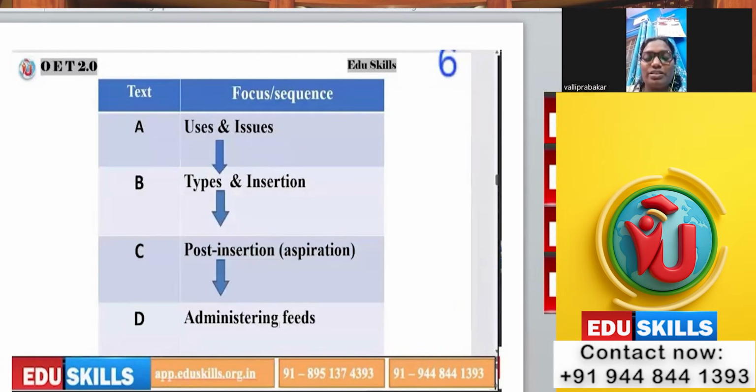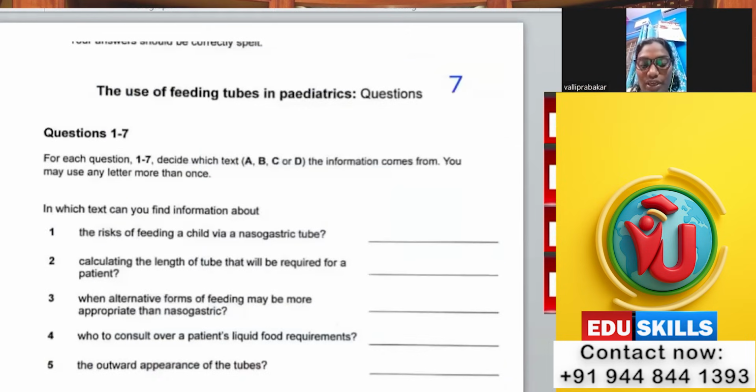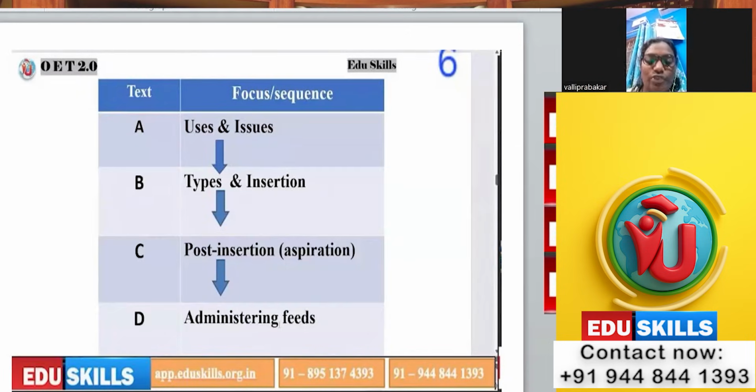What are the headings? A is uses and issues. B is types and insertion. C is post insertion. D is administering feeds. So like that we have to create a heading and note it against A, B, C, D. With that we have to answer questions 1 to 5.